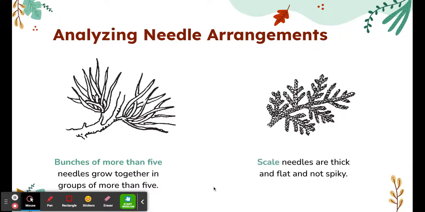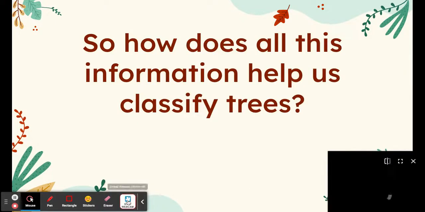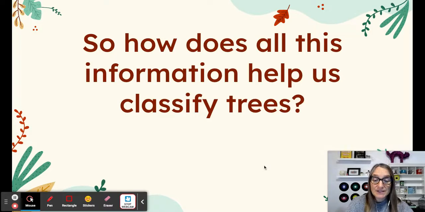And the last kind of needle we have are scales. They actually are not pointy and long, but they're flat and thick, and they really look like scales. So you'll have no trouble identifying those. So how does all this information help us classify trees? Well, that is the subject of your next assignment, Science 9.2, where you're going to go through all of the steps of using a key to help you identify different leaves and tell which tree those leaves came from.